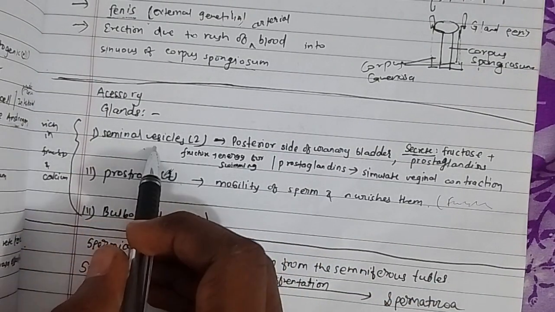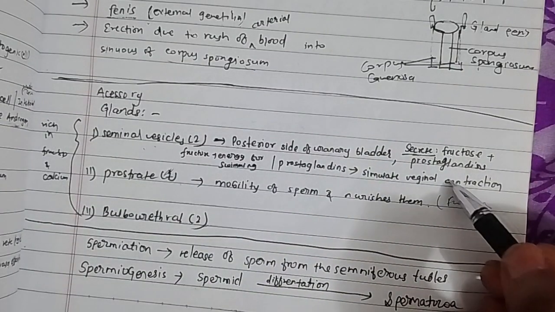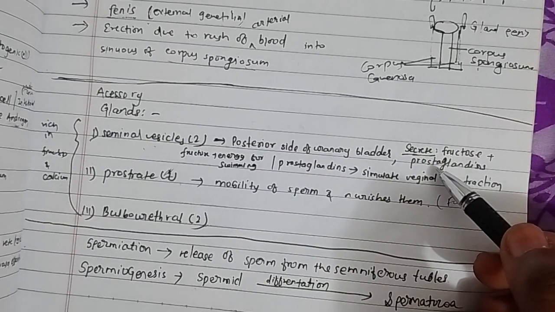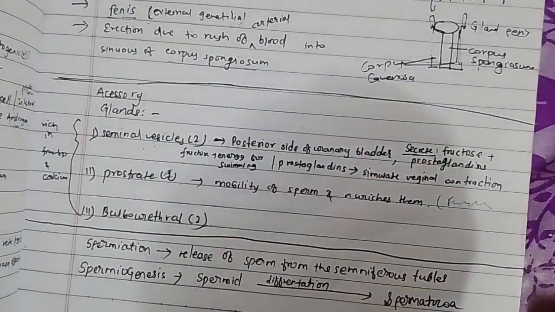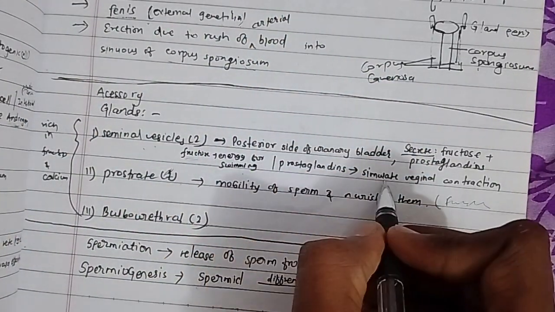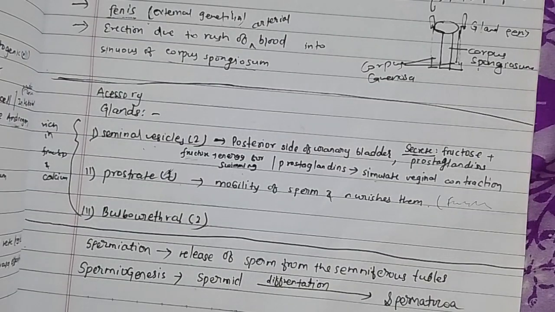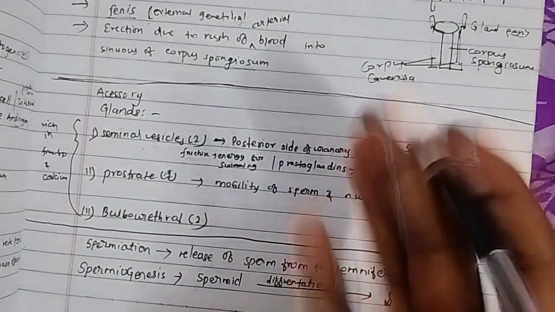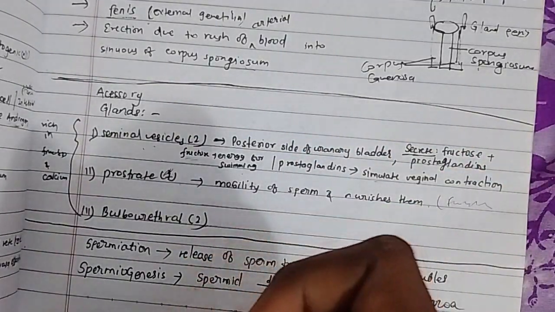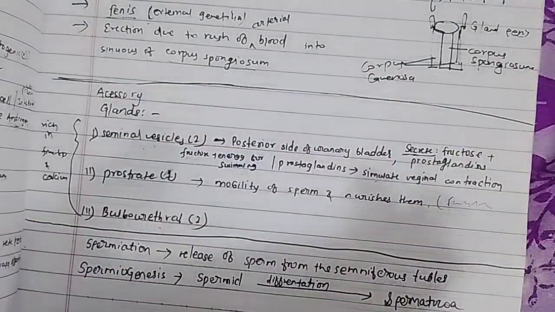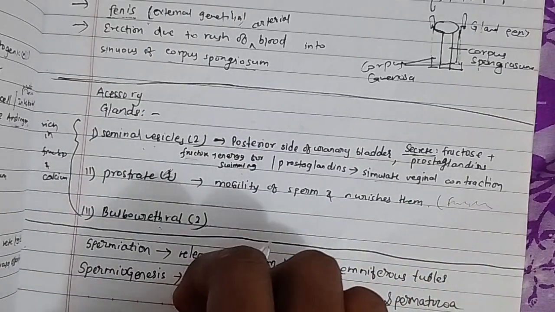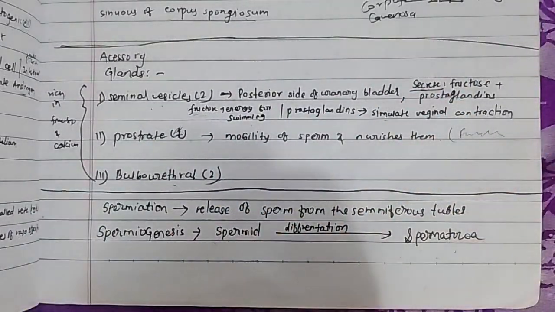So now let's talk about the seminal vesicles. The seminal vesicles secrete fructose and prostaglandins. Sorry, it's not a hormone, it's a secretion. Fructose basically provides energy for swimming, whereas prostaglandins stimulate vaginal contraction. It is important. The prostate gland, as the term itself says, is for nourishment. So you can understand it is for motility and nourishment of sperm. The bulbourethral gland secretes mucus, and its main function is to lubricate.